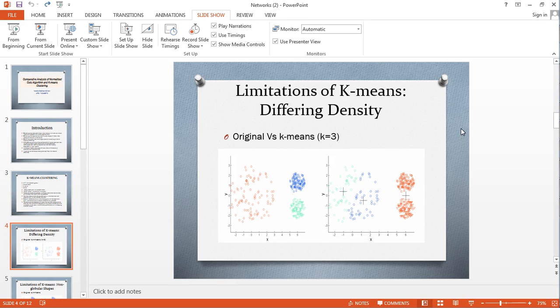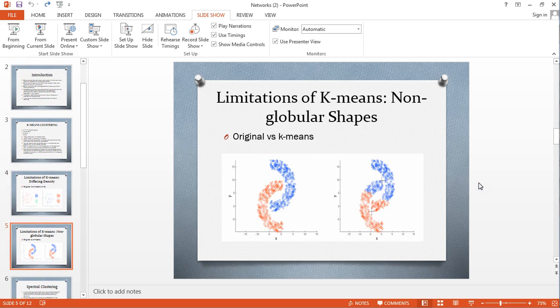The limitations we see here are quite plainly the differing density, as we see here, between the original and the k-means cluster. The other limitation is the non-conformal, or non-globular, shape.